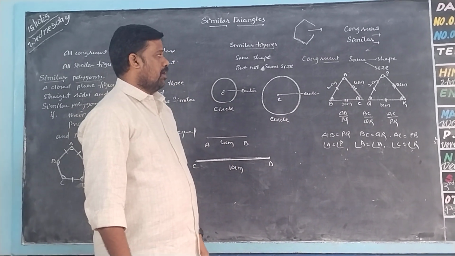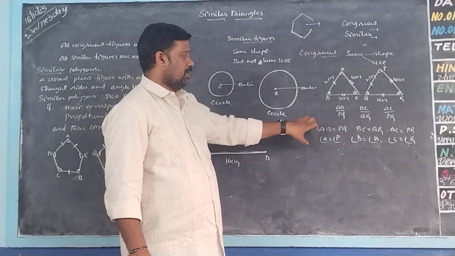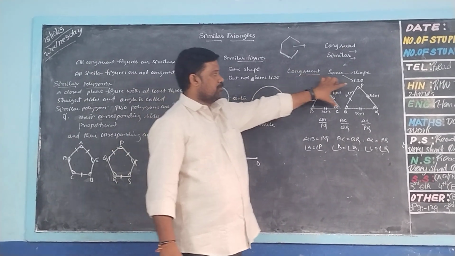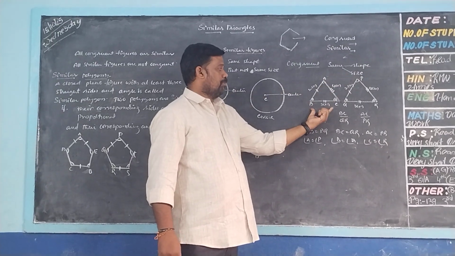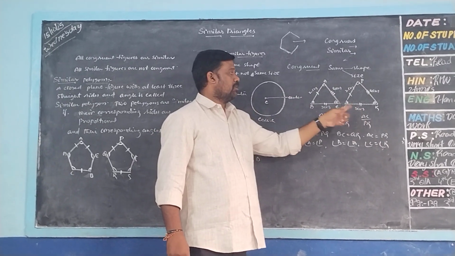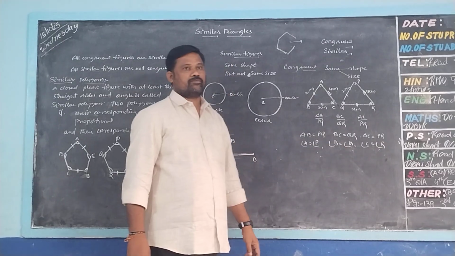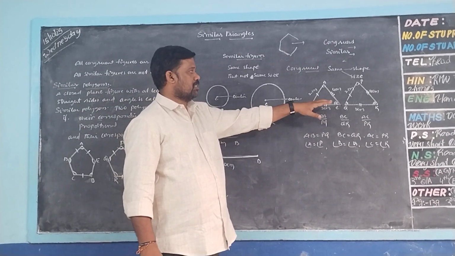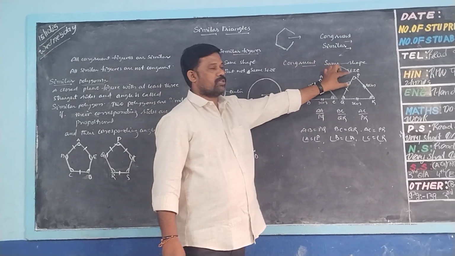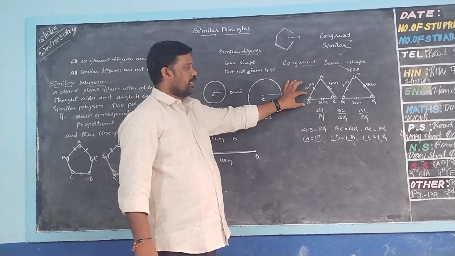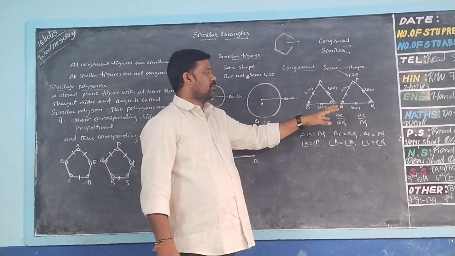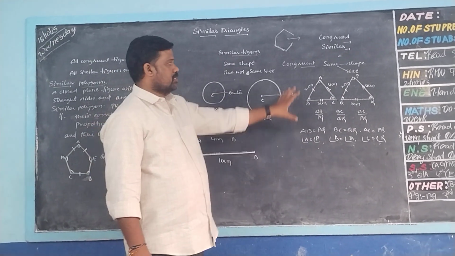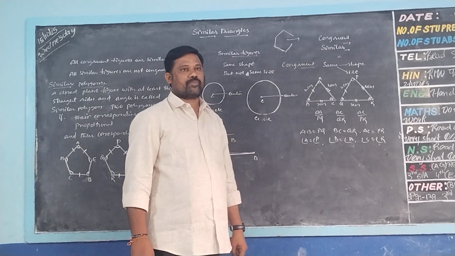Now I will explain the second thing. AB equal to PQ, BC equal to QR, and AC equal to PR. These are only to mention the sides. Now we mention the angles. Angle A equal to angle P, angle B equal to angle Q, angle C equal to angle R. So this is the condition of congruent figures.